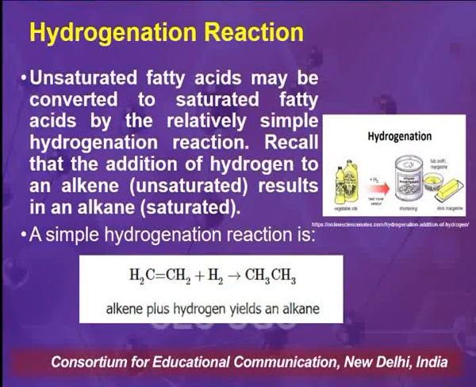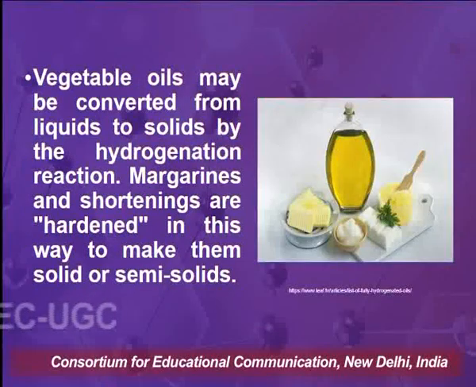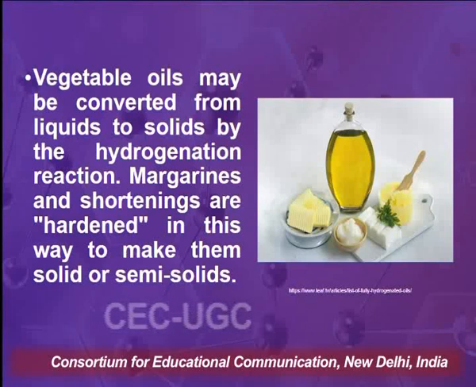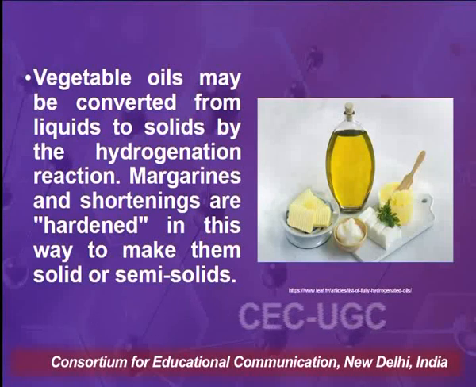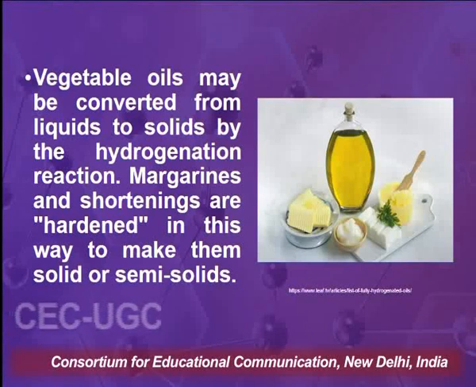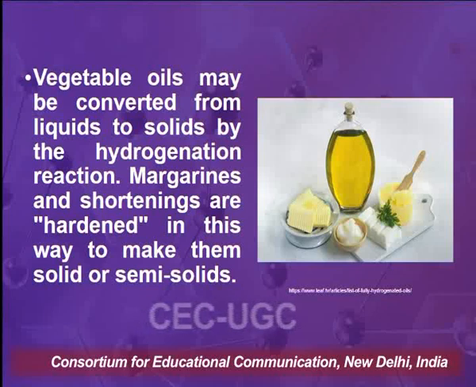A simple hydrogenation reaction can be shown like this, where CH2=CH2 plus H2 changes into CH3-CH3. So alkene plus hydrogen gives us an alkane. Vegetable oils may be converted from liquids to solids by the hydrogenation reaction. Margarines and shortenings are hardened in this way to make them solid or semi-solids.